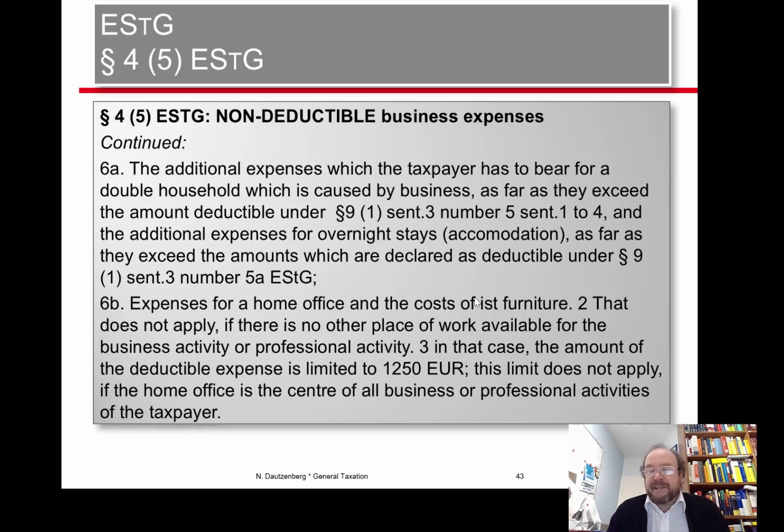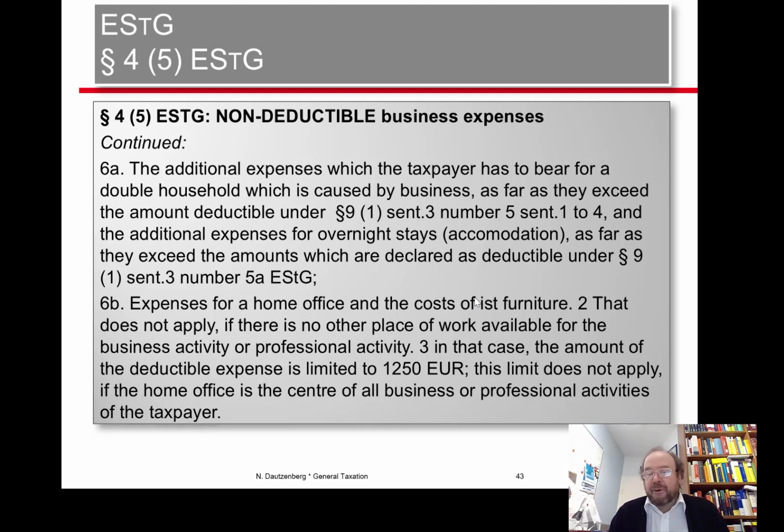Imagine again, double household, non-deductible business expenses, that requires a business expense. So you have first to test that there is no major private motive in that. And if there are now additional expenses and they exceed certain limits which have been set to avoid abuse, then the exceeding amount is non-deductible.